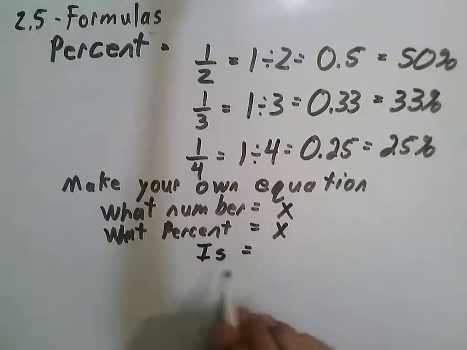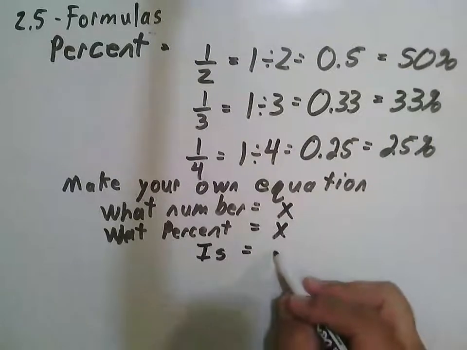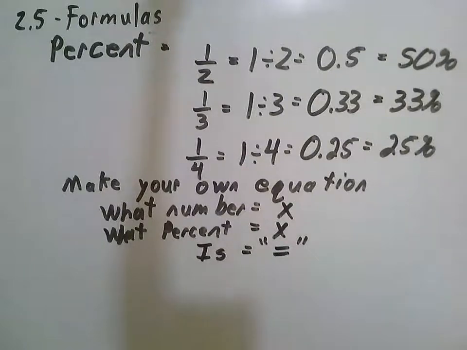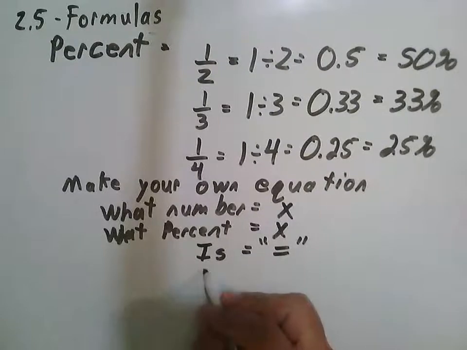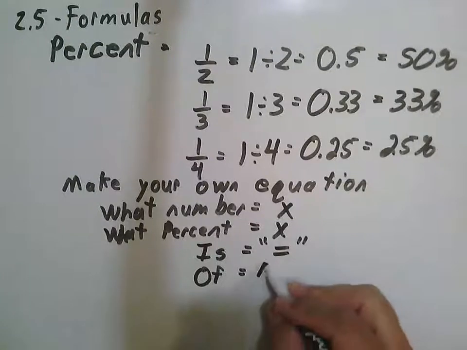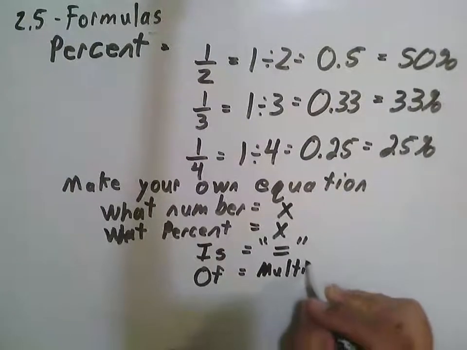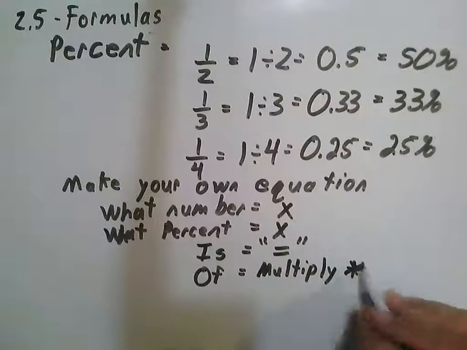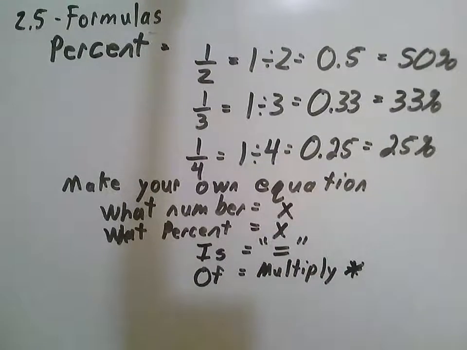Anytime you see an is in a statement, 99 times out of 100, and 100 times in my class, that is telling you that is where your equation divider is, or where your equal sign is. Moving on to some of these other ones, anytime something says of, 99 times out of 100 in life and 100 out of 100 in my class, that is telling you to multiply. It's just telling you to put your multiplication.